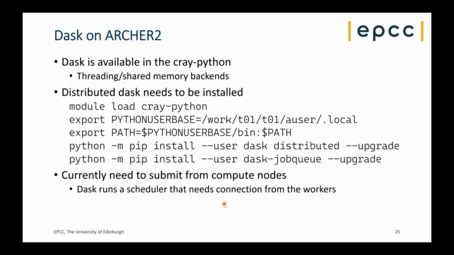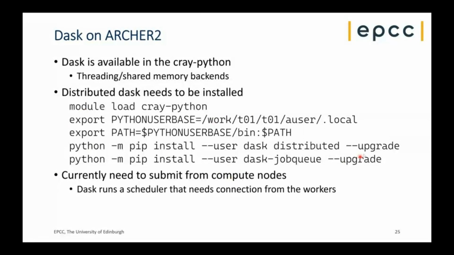Okay, so Dask is available on ARCHER2 as part of the Cray Python package already installed. We've seen a little bit of this already. By default, it's plain Dask, so it only has the threaded and shared memory backend. It doesn't have the distributed and the job queue and the MPI stuff installed. So to do things outside a single node, we want to be able to install the distributed and the job queue stuff.